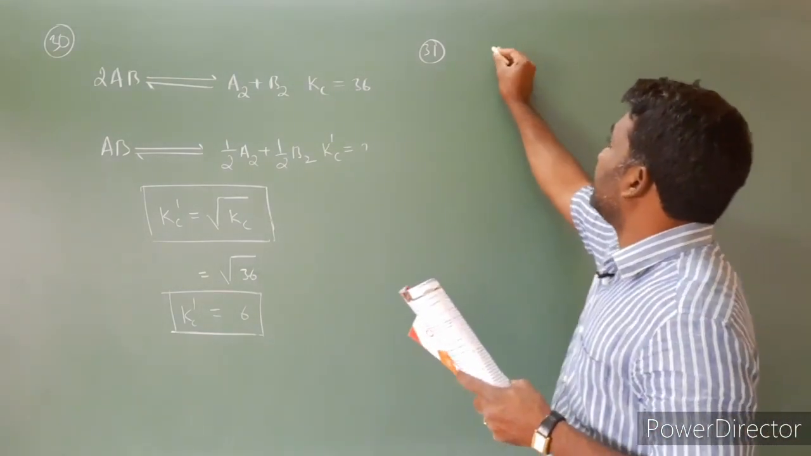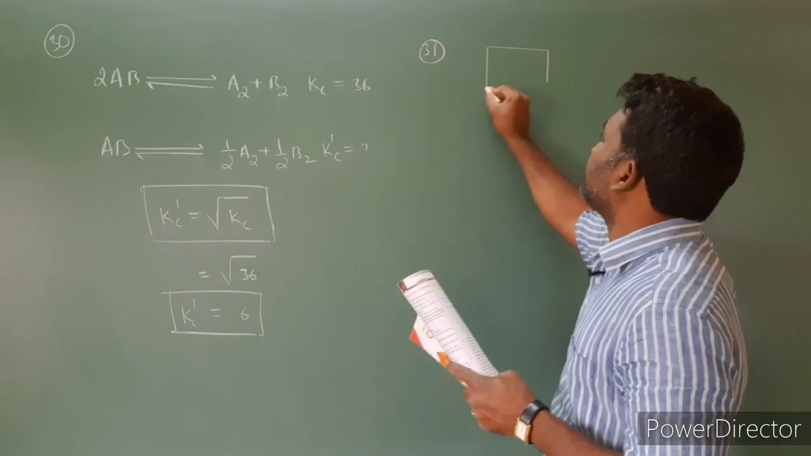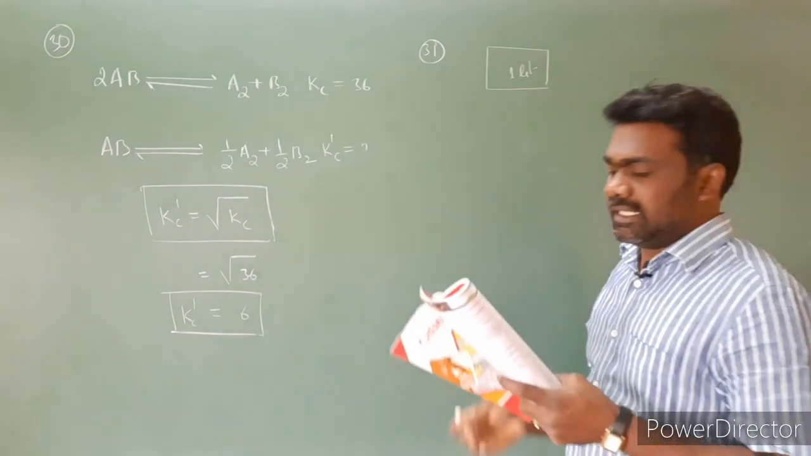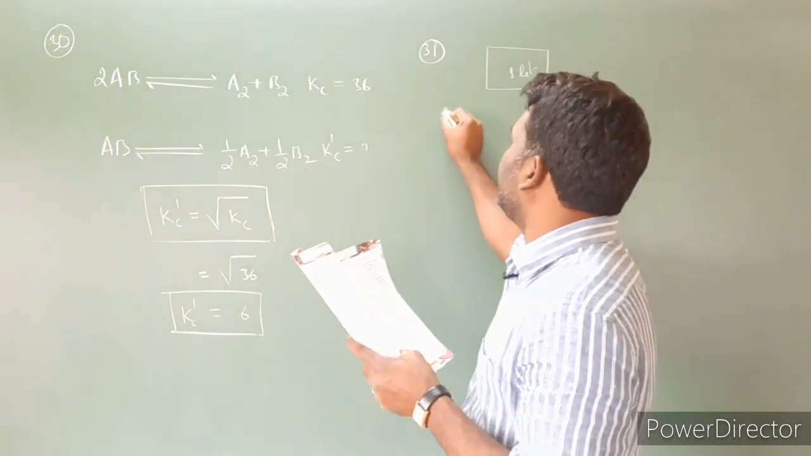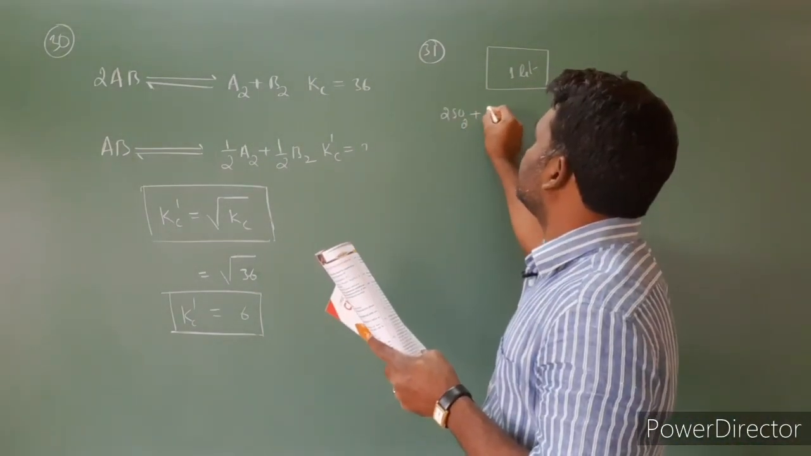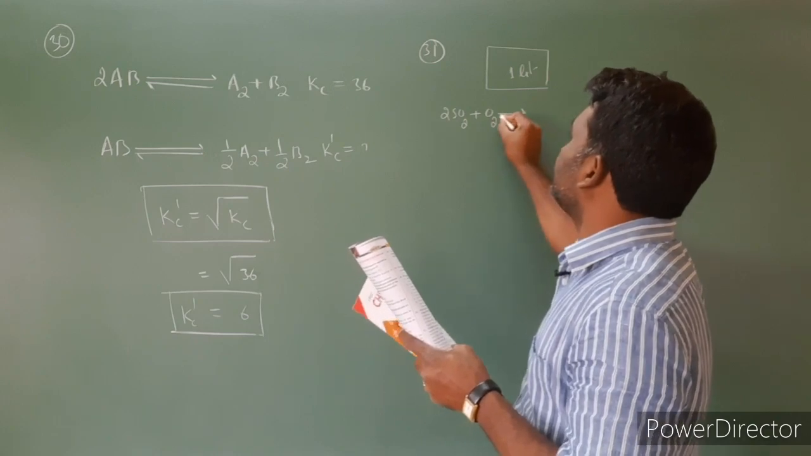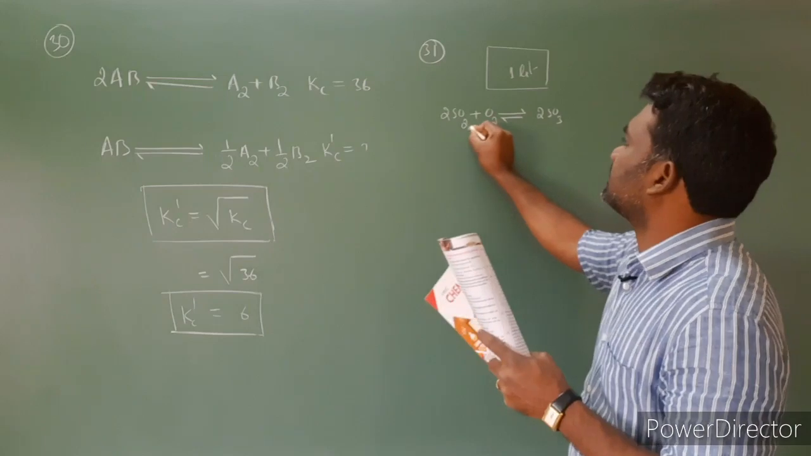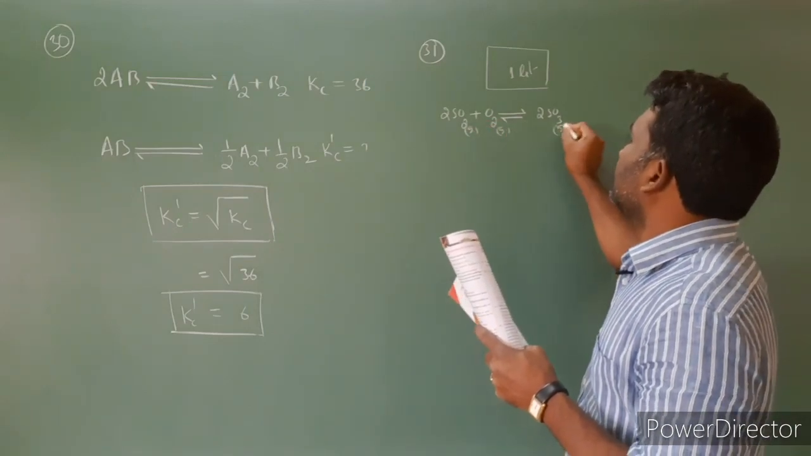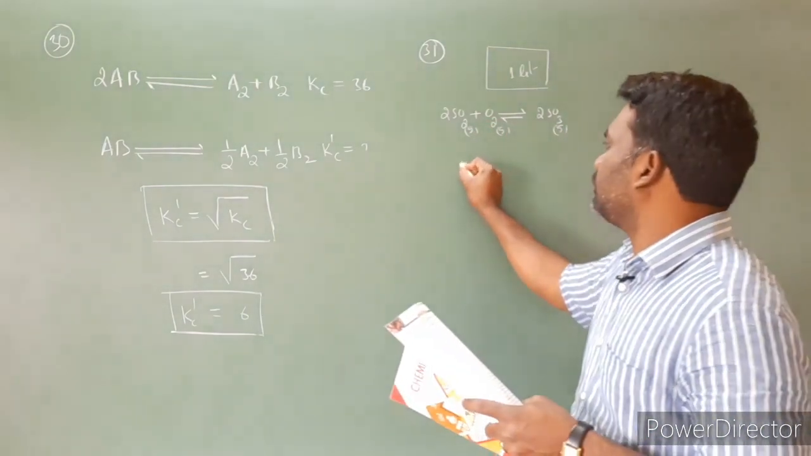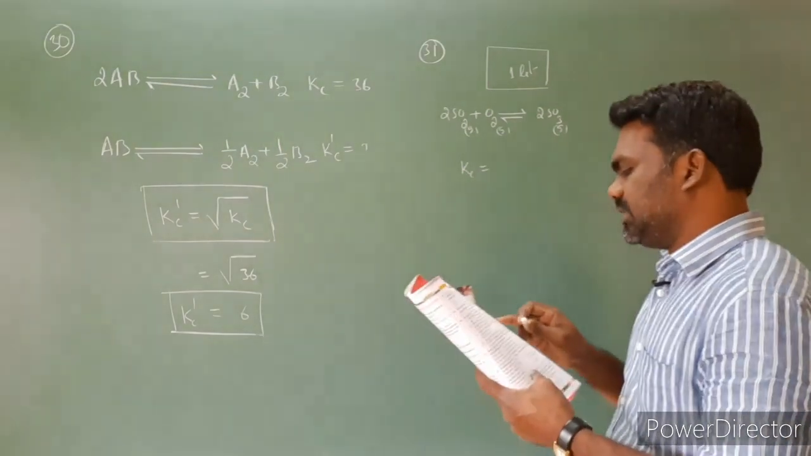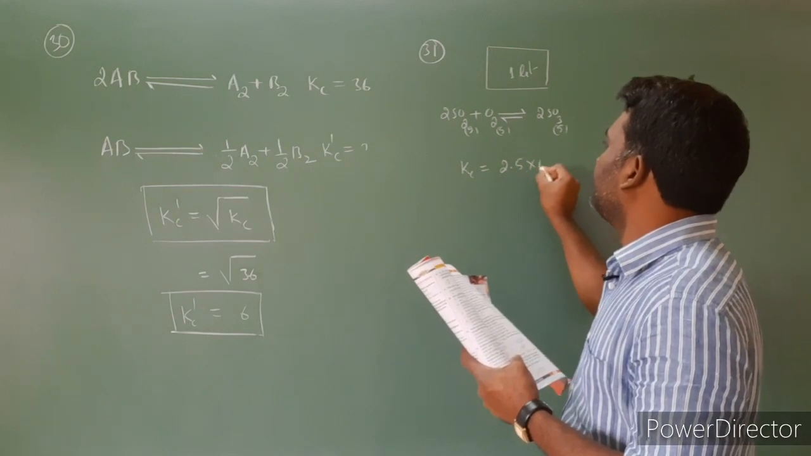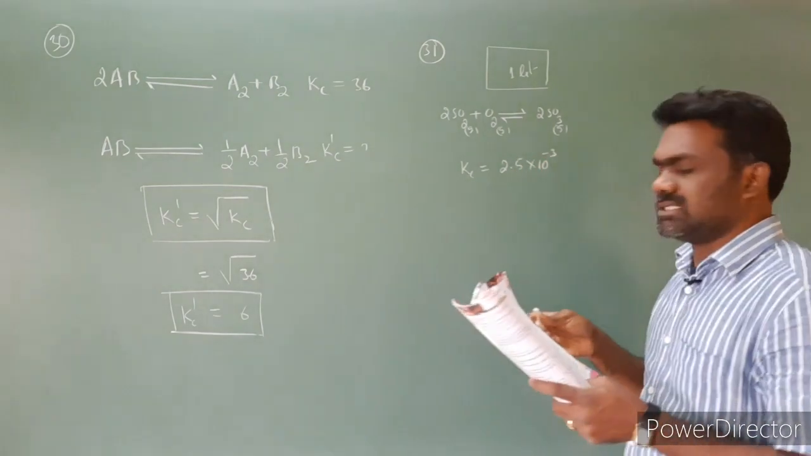So first, I am taking a 1 liter vessel. Imagine this is the 1 liter vessel. In the 1 liter vessel, the reaction is carried out. What is the reaction? 2SO2 plus O2 gives rise to 2SO3. All are gases. So for the reaction, Kc is found to be 2.5 into 10 power minus 3. So this is the Kc given.